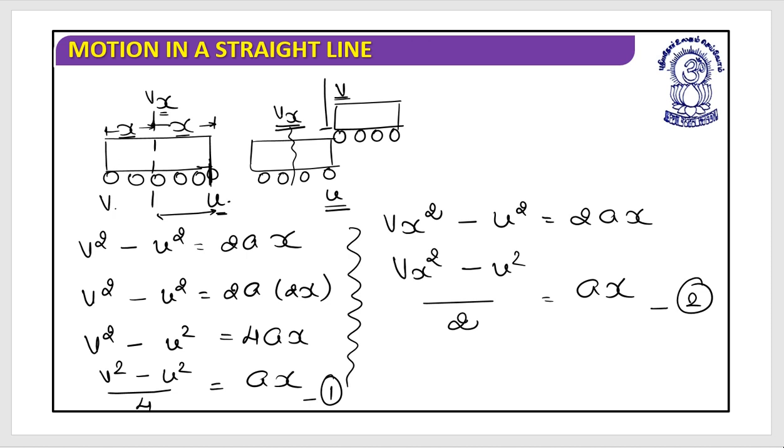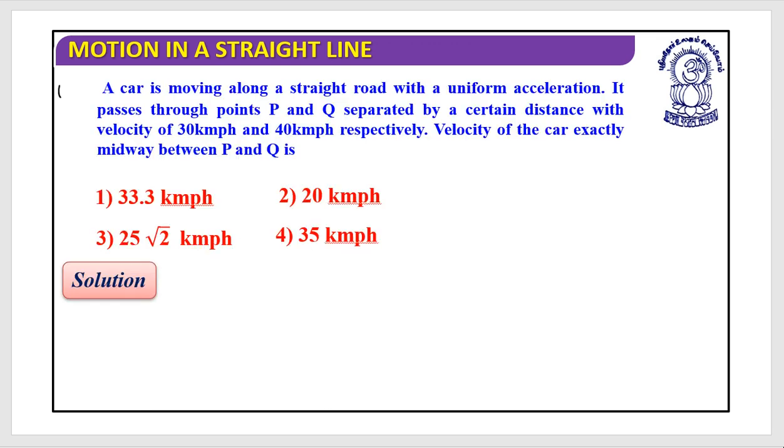Please remember this, because whatever the numericals we are going to perform in the next slides will be based on this only. Let's look at what they have given. A car is moving along a straight road with a uniform acceleration. It passes through points P and Q, separated by a certain distance, with velocity of 30 km per hour and 40 km per hour respectively. Find the velocity of the car exactly midway between P and Q. Yes, this is the question they are asking.